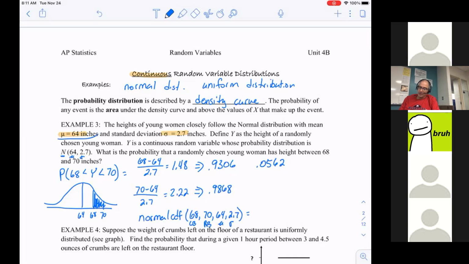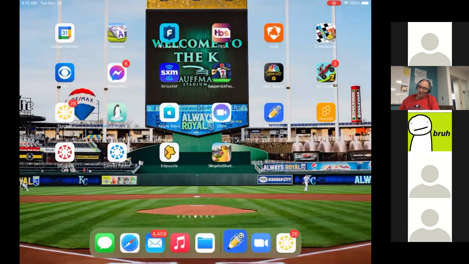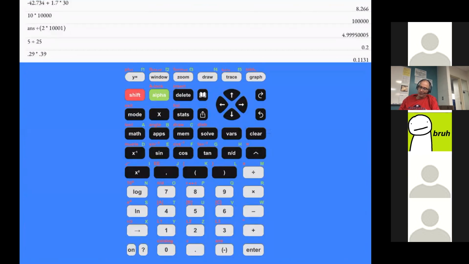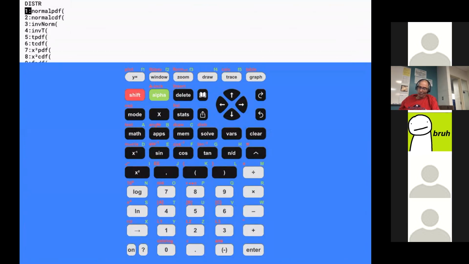However, because that is defined within my problem, that would have been an unnecessary step, but it's always good just to cover your bases, so you do that. So just a reminder on your calculator how we get there. We go out to our calculator. We're going back into distribution. That was a normal CDF, so that's option number 2.